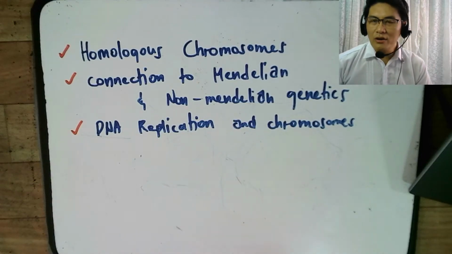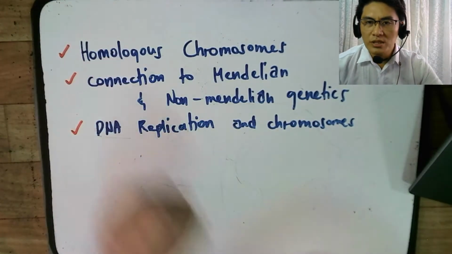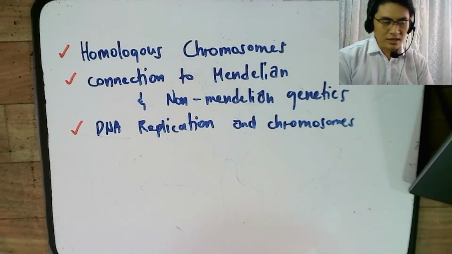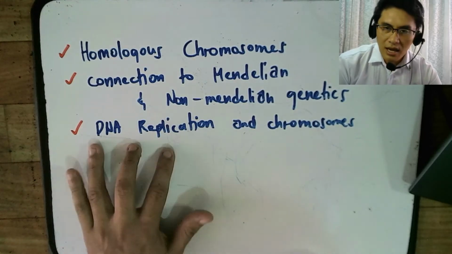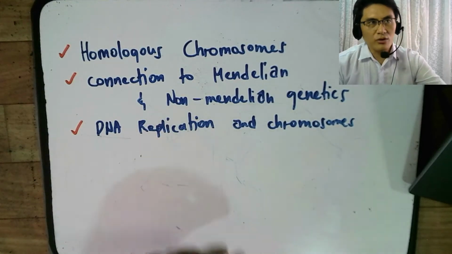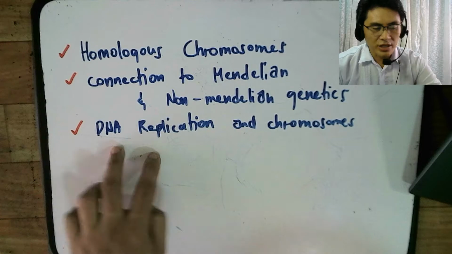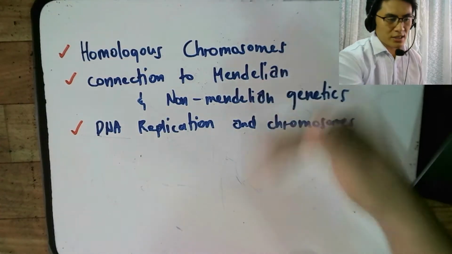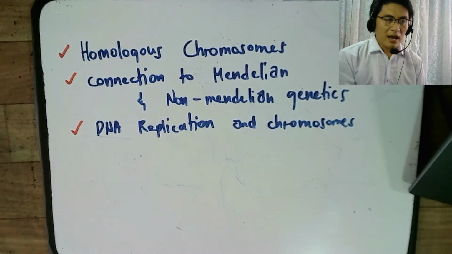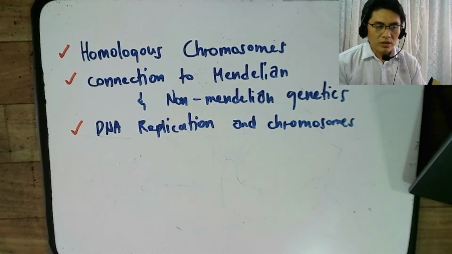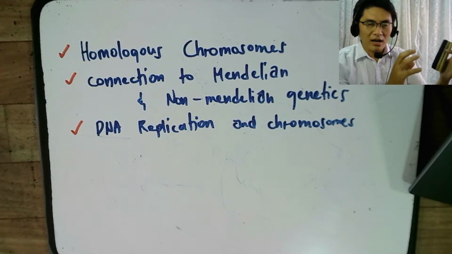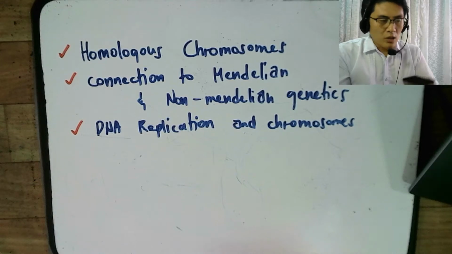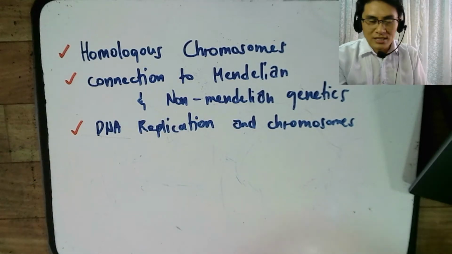Hi, in this video we are going to be looking at homologous chromosomes, and then what the connections of those homologous chromosomes are to Mendelian and non-Mendelian genetics, and finally how DNA replication is related, or how we fit the narrative of DNA replication into the chromosomes. As you have noticed, these concepts are from grade 8 and also grade 9, and the hope here is to get a connection between the topic of DNA replication in grade 10 and the previous topics, because after all, that's what science is.